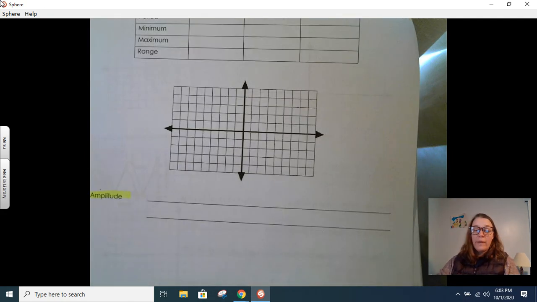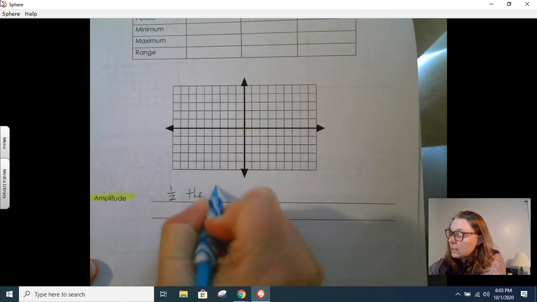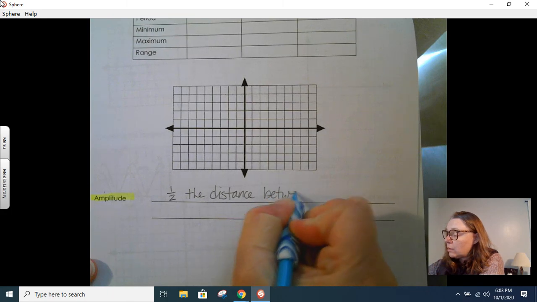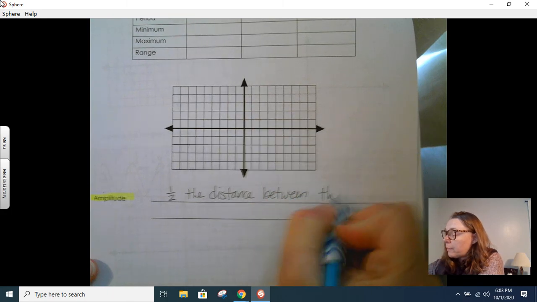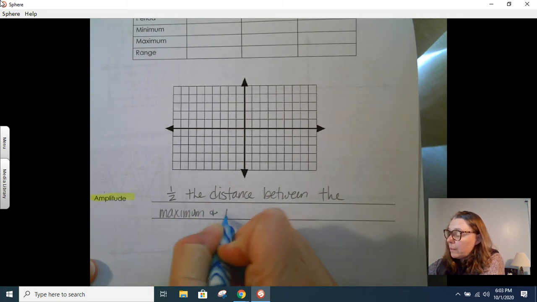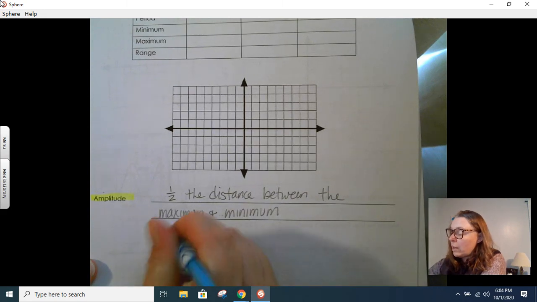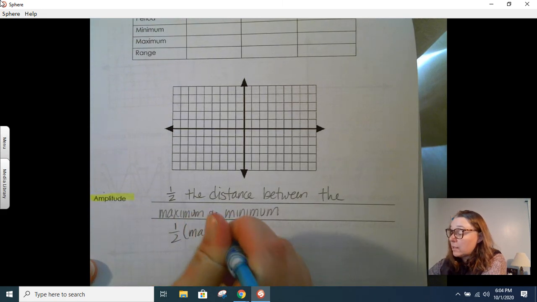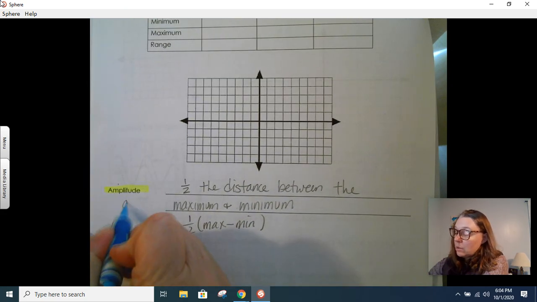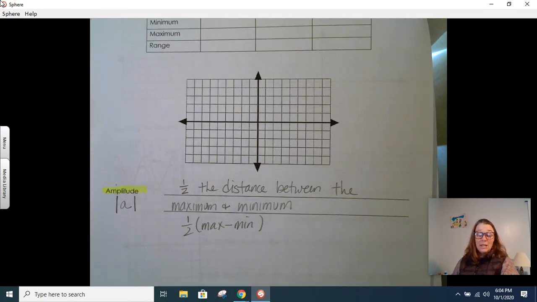So our definition of amplitude is going to be half the distance between the maximum and minimum. You could even write 1/2 of the maximum minus the minimum. And we're going to use the letter A to represent that. And remember, it's the absolute value of A because it's the distance.